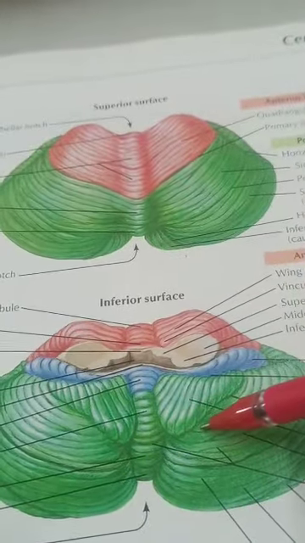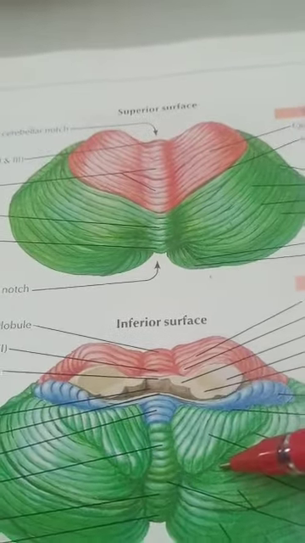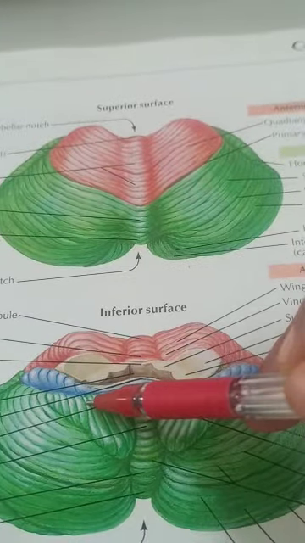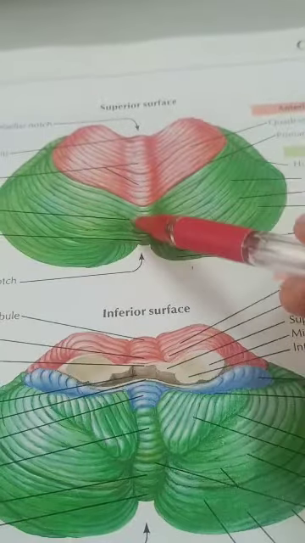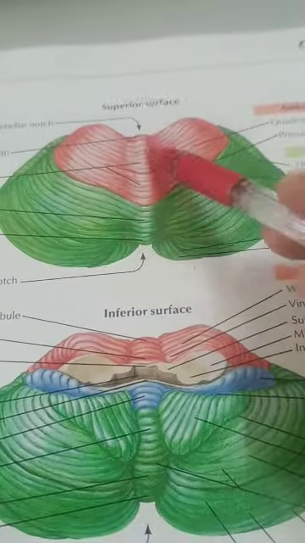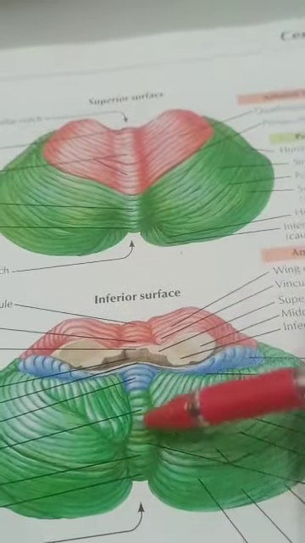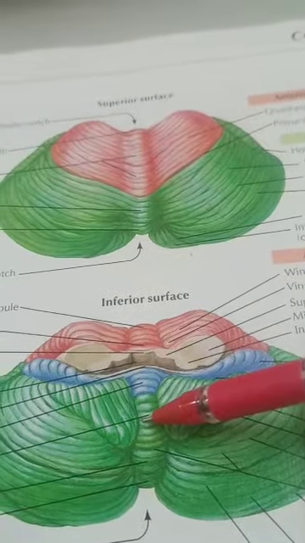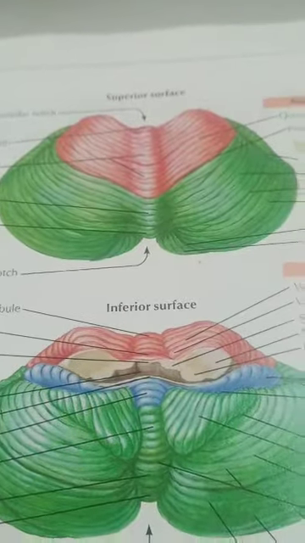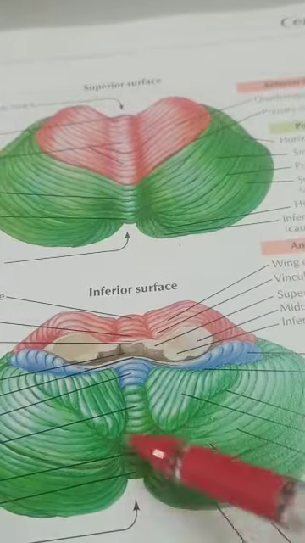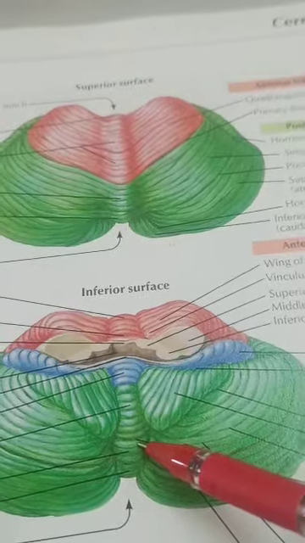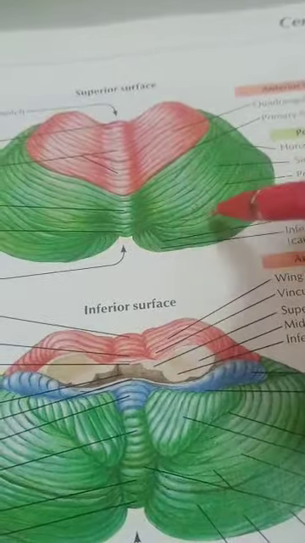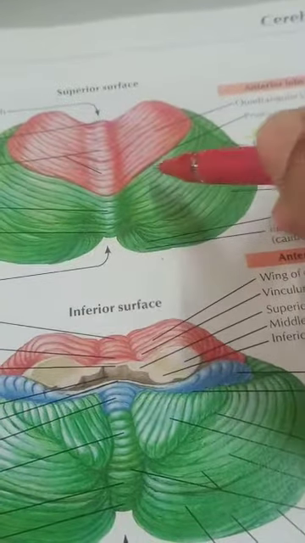The two hemispheres are continuous with each other on the superior surface, both continuous in the vermis. But inferiorly, we can see it forms a deep cleft, and this cleft is known as the vallecula of the cerebellum. Each hemisphere is divided again into small lobes and lobules by small fissures.